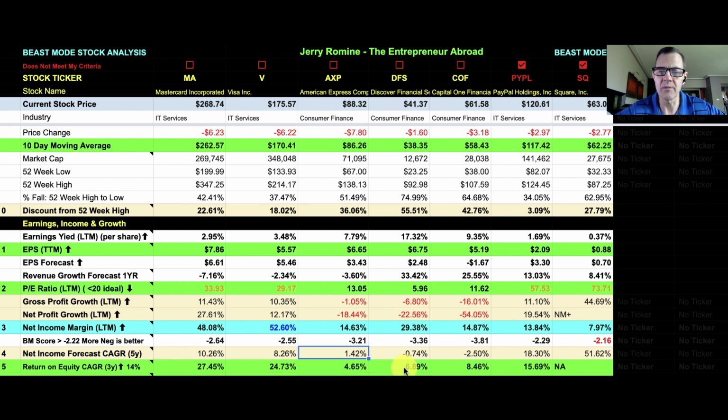American Express and Discover and Capital One Financial coming in at weak, and then in this case PayPal is up and coming, and their PE ratio is also going down. Given a little bit more time, PayPal's PE ratio will come down, and it could be a very attractive investment for me. But for right now, it's not one that I like.